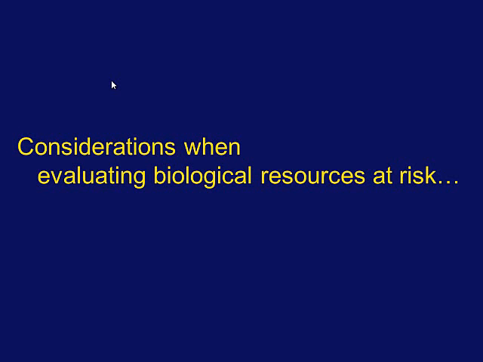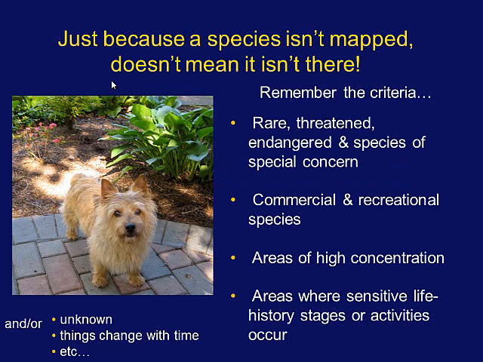Okay, so just some things to think about with your biological resources at risk. Remember, just because a species isn't mapped on that map doesn't mean it's not there. Again, we're focused on species that are most sensitive to or most at risk in the event of a spill. And also, we don't know everything. Even your local person on the ground isn't going to necessarily know everything that's out there. So we don't know. Things change. There's all kinds of considerations to keep in mind.